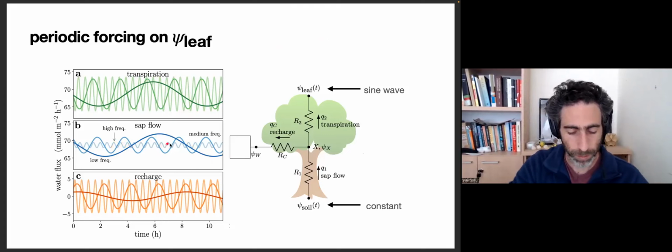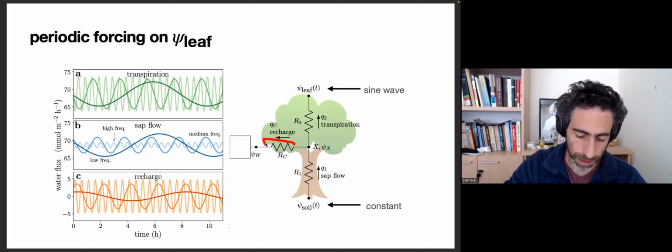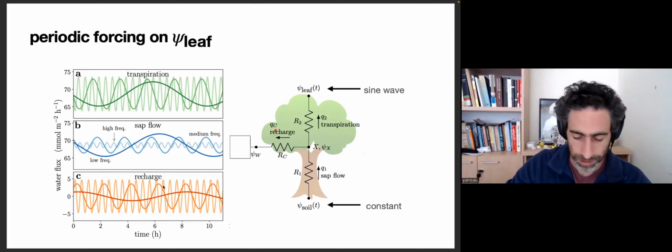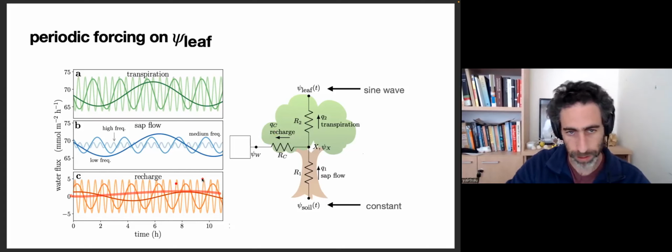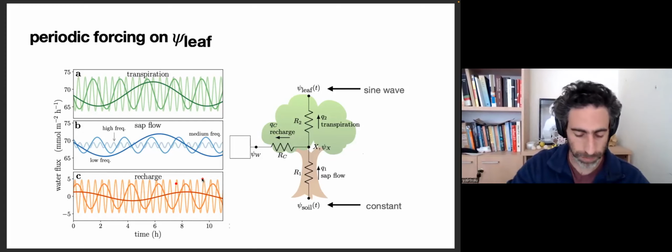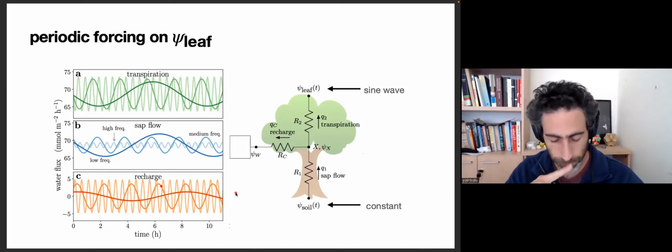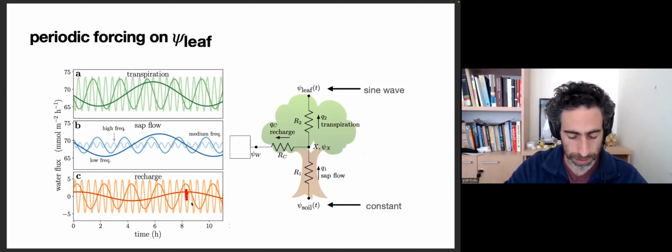So we see that when we have high frequencies like those, they barely appear in the sap flow, but the low frequencies do. And the opposite picture is true for recharge. So recharge is water coming into the storage compartment, when it's above 0, and out when it's below 0. And here the picture is the opposite. When I have a very low frequency, the amplitude here is tiny. But when I have very fast oscillations here at the leaf, then it responds really well.